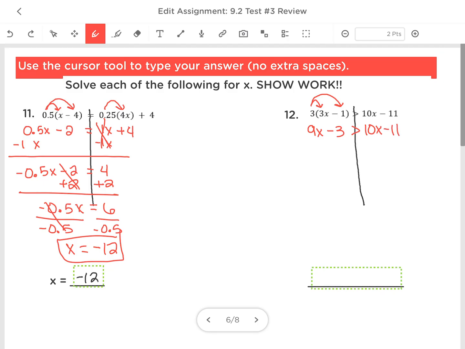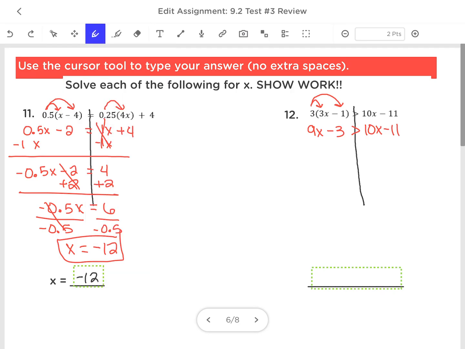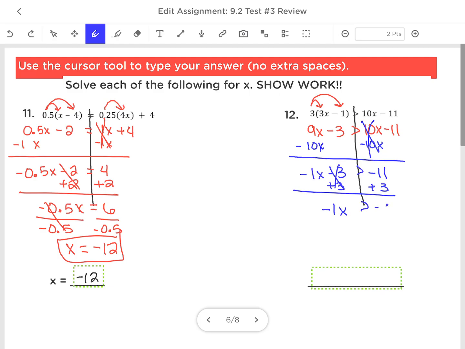We need to get variables to one side, numbers to the other. So let's go ahead and just subtract 10x from both sides, minus 10x. When I do that, I get a negative 1x minus 3 is greater than, those cancel out, a negative 11. I add 3 to both sides. I get a negative 1x is greater than, sorry, negative 11 plus 3. That would put us at negative 8.